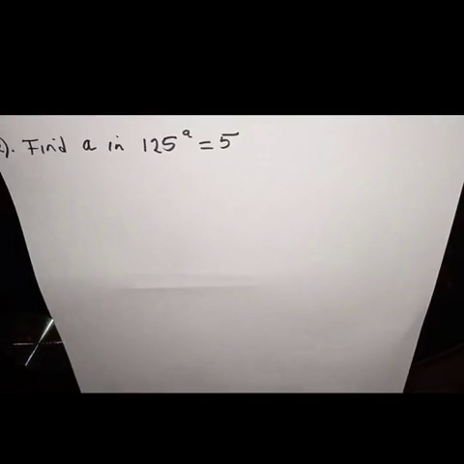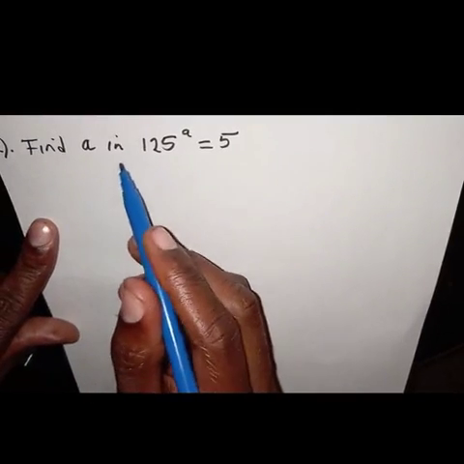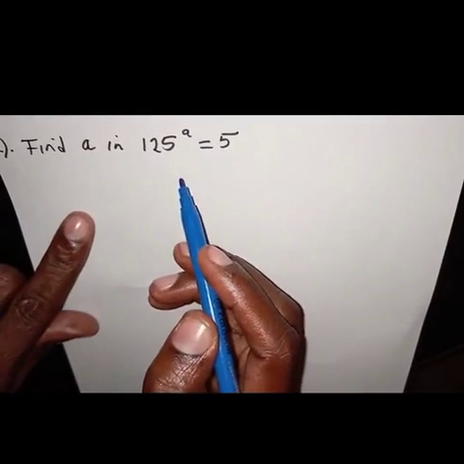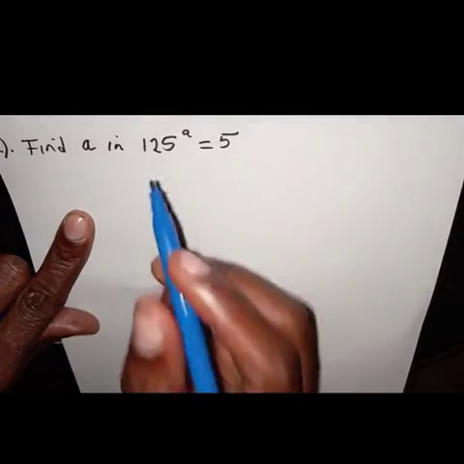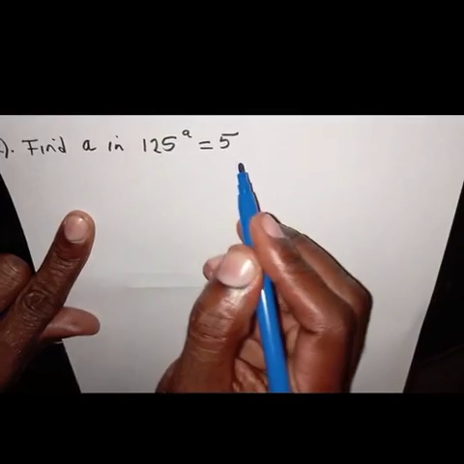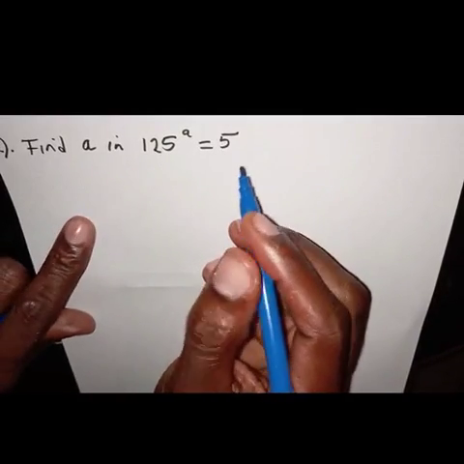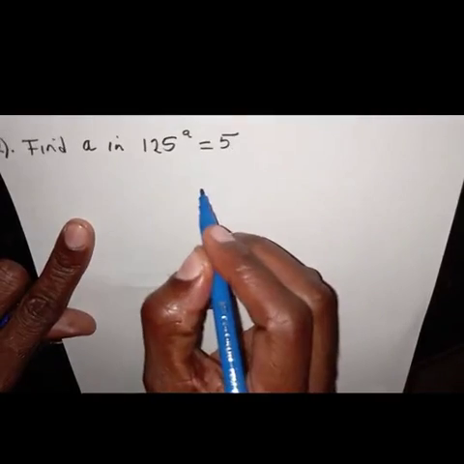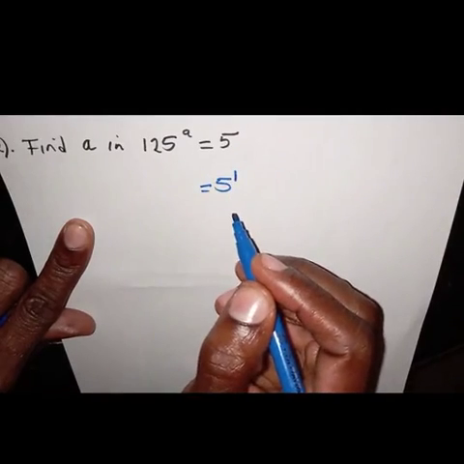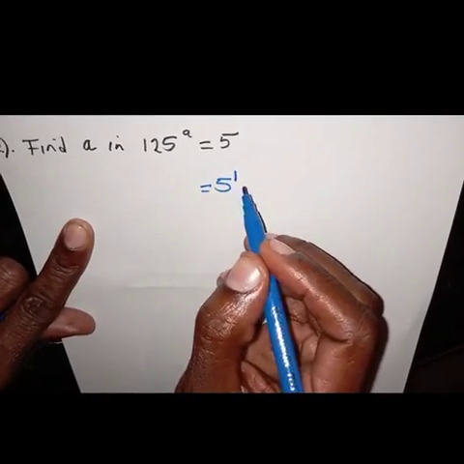Question 2. Find a in 125 to the power a is equal to 5. So we'll do the same, a similar thing. We need to have same base on both sides. So now, since we have a 5 here, we know it's 5 to the power 1. With a power, it must be visible. 5 to the power 1, same as 5.